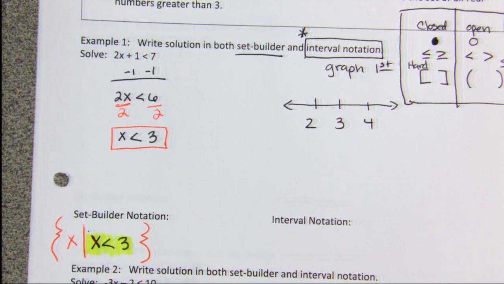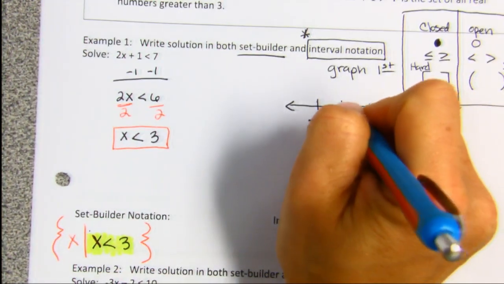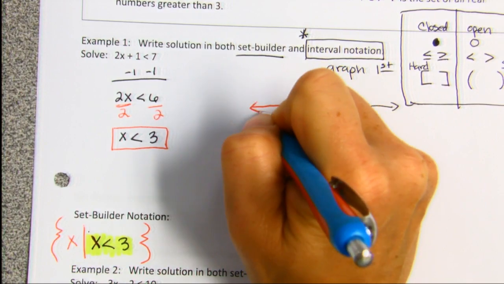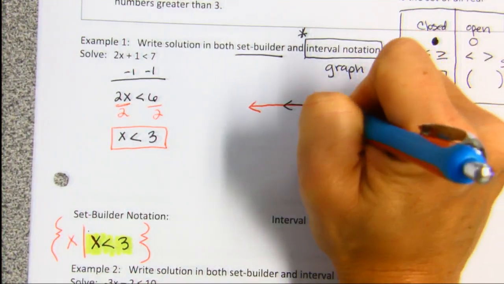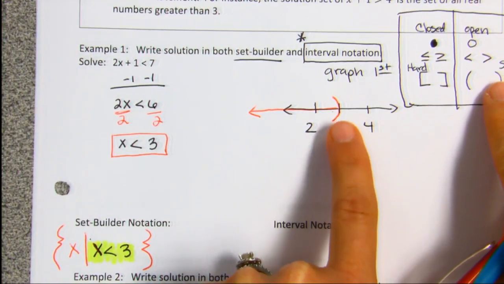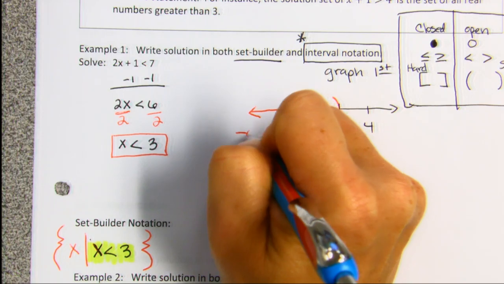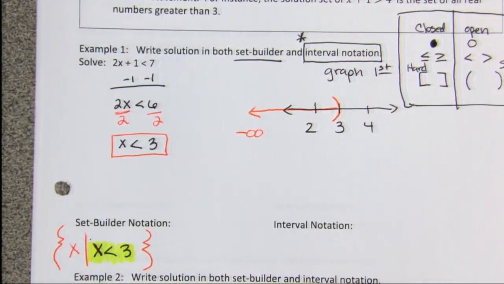So if I said x is less than 3, which way is my arrow pointing? To the left or to the right? Left. So I know we're going this way. I'm going to do it with red just to help. And if it's less than, you're going to put in a soft bracket, because it's not "or equal to," at 3. And it's going on and on and on to negative infinity.